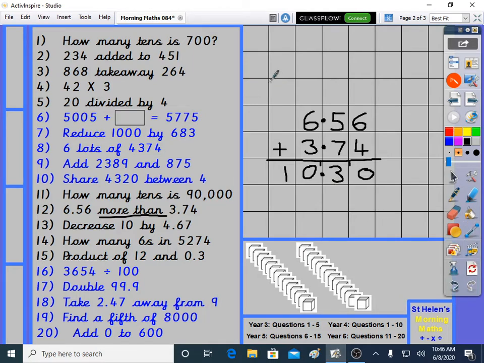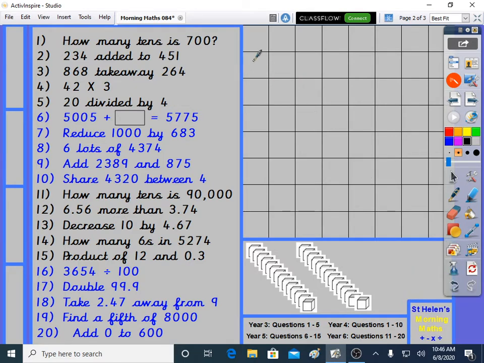That was question 12, sorry I didn't write the number, and we're on question 13. Decrease, do you know what decrease means? Decrease is going down, so it's take away. Decrease 10 by 4.67. I'm going to make it 10.00, so I can line up a point. If one of the numbers has a point and the other doesn't, I'll put a decimal point on both. And if a number like 10 doesn't have a decimal point, where does it go? At the end. 10.00 to line up with 4.67.